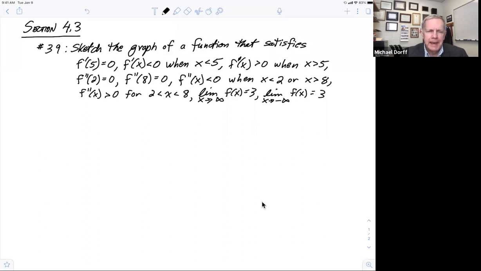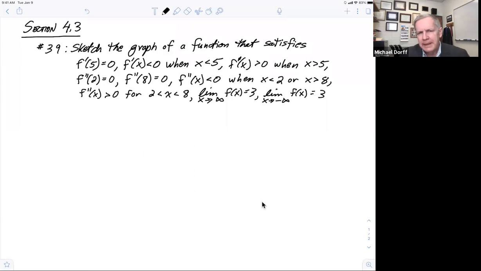We're going to now look at problem number 39 from section 4.3. Again, this is a problem that's similar to a homework problem, but it's not a homework problem. And hopefully you can use this to help you develop the thinking and the ideas on how to solve problems that are like this that are in the homework.